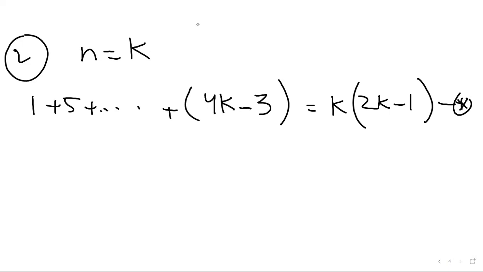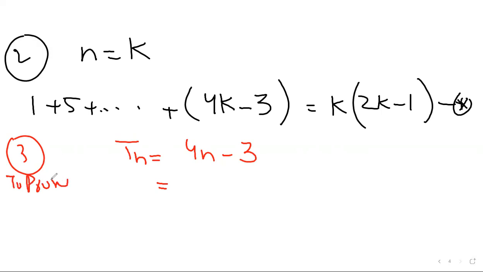Now what will you do? What is the key point? We need to prove for n equal to k plus 1. What is the key point? Just see the last term. I have already explained that the last term, or the nth term, is 4n minus 3. It's a trick. It's a strategy. The third principle is to prove for n equal to k plus 1.